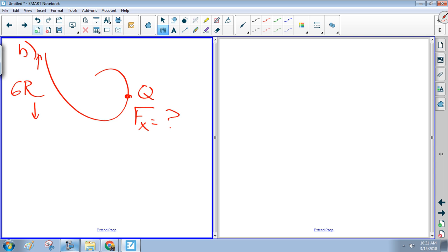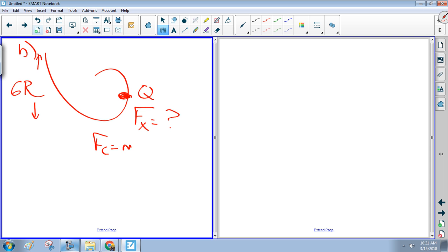All right, so talk to me. Why does there have to be a horizontal force? That doesn't make sense to me. The ball is moving up. Why does there have to be a force to the left or to the right? Centripetal force, right? Oh, so that's what we're looking for. We're looking for the centripetal force, right? All right, so we're looking for centripetal force.